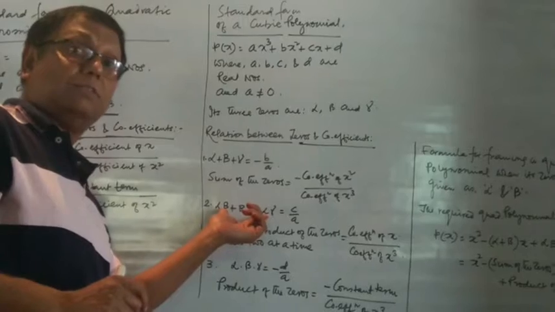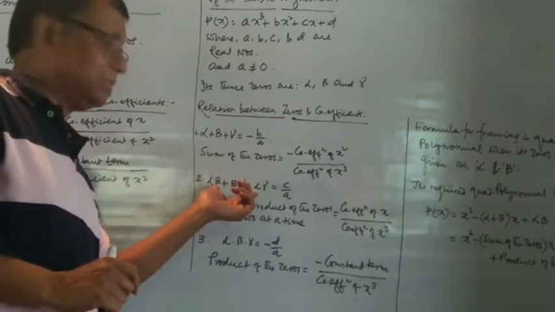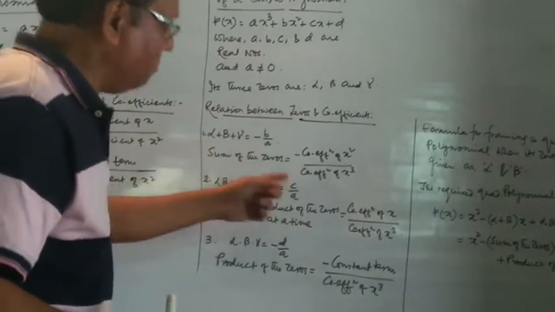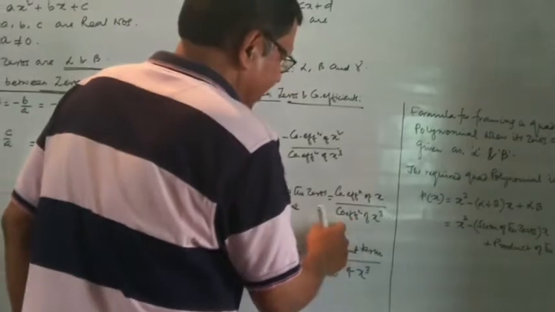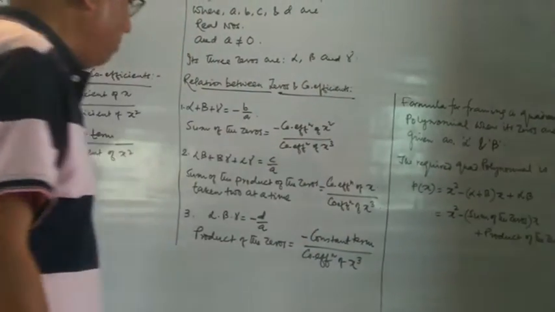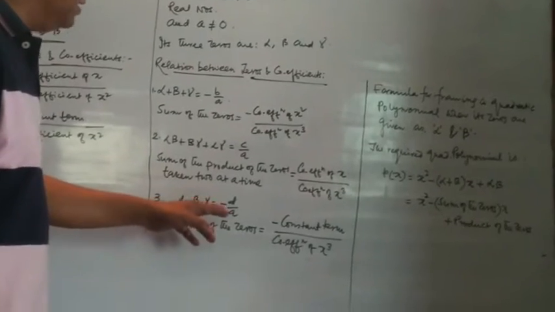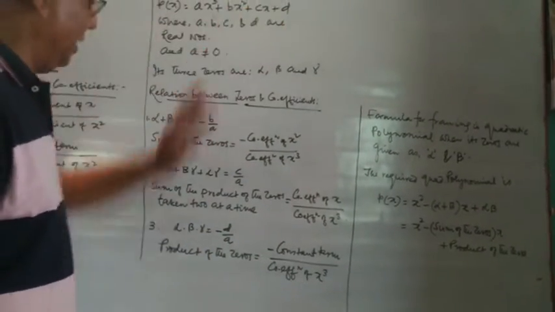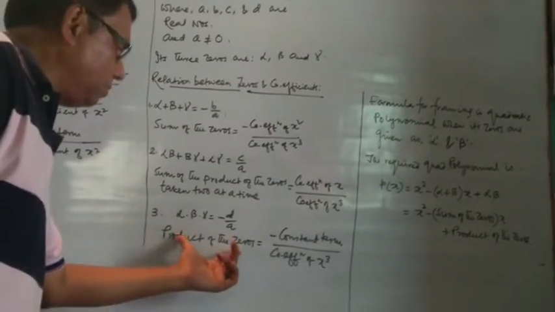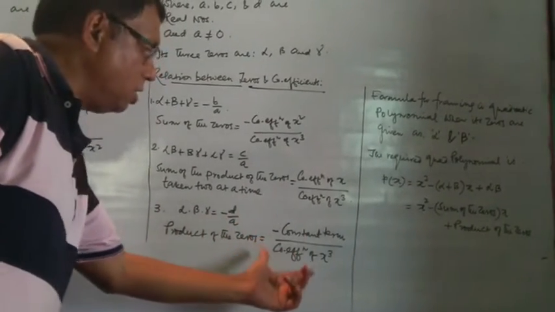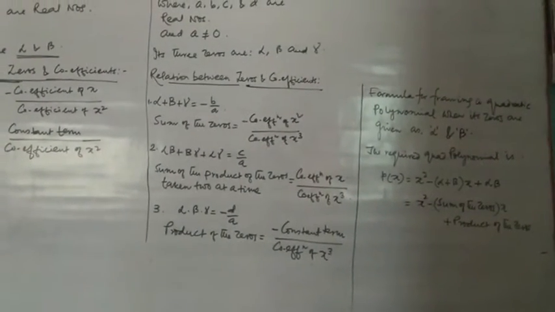Sum of the product of the zeros taken two at a time is alpha beta plus beta gamma plus alpha gamma. It will be c by a, that is, coefficient of x divided by coefficient of x cube. And the third relation is alpha into beta into gamma is equal to minus d by a. What is alpha into beta into gamma? That is the product of the zeros. The product of the zeros will be equal to minus constant term divided by coefficient of x cube.